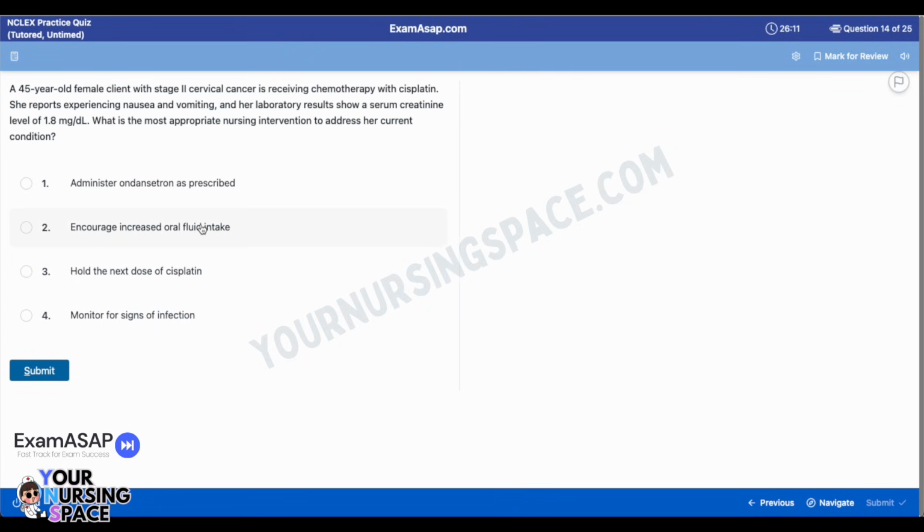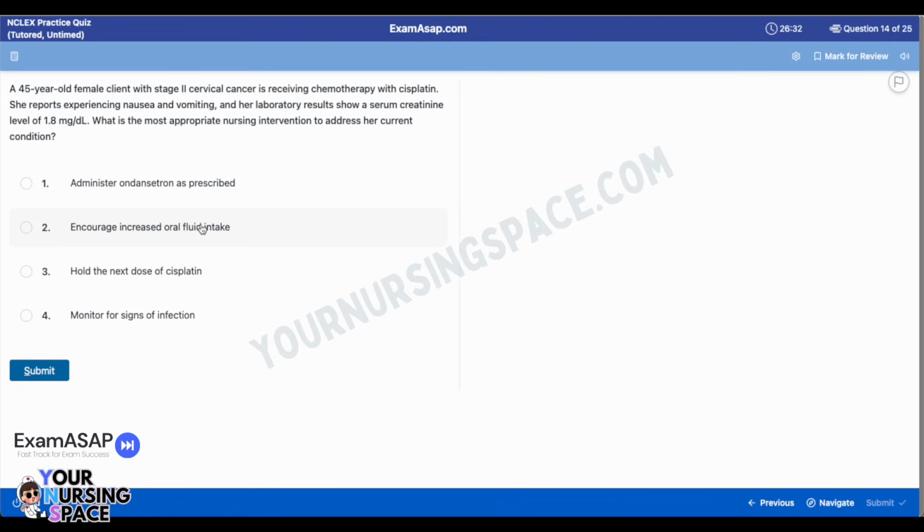A 45-year-old female client with stage 2 cervical cancer is receiving chemotherapy with cisplatin. She reports experiencing nausea and vomiting, and her laboratory results show a serum creatinine level of 1.8 milligrams per liter. What is the most appropriate nursing intervention to address her current condition?